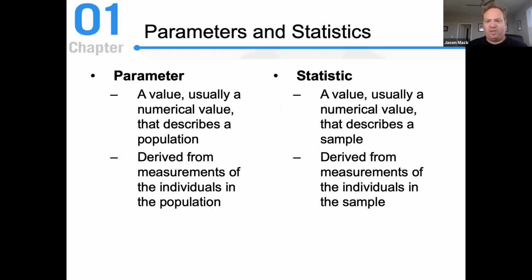So again, parameters and statistics. A parameter is a value, usually a numerical value, that describes a population. This is derived from measurements of the individuals in the population. A statistic is a value, usually a numerical value, that describes a sample. This is derived from measurements of the individuals in the sample.